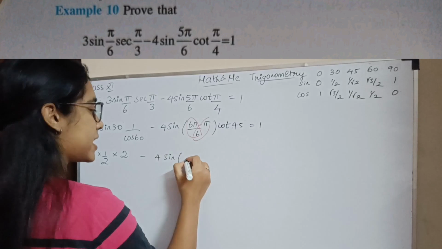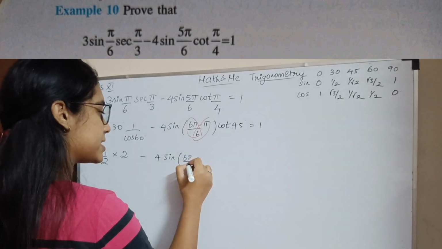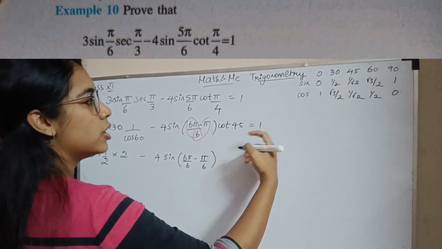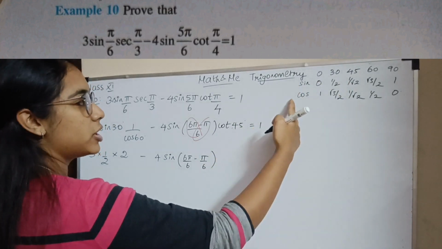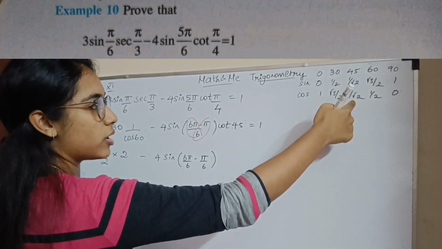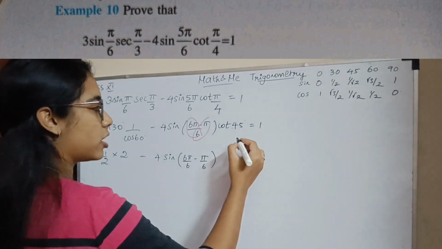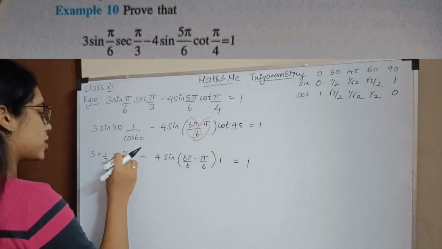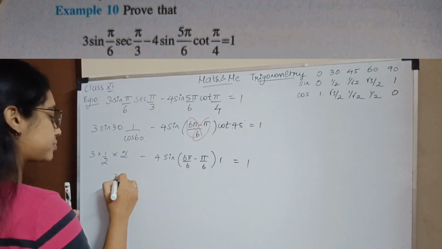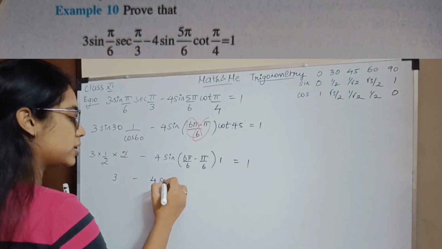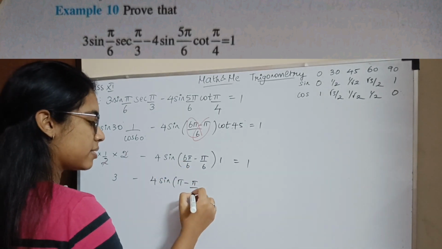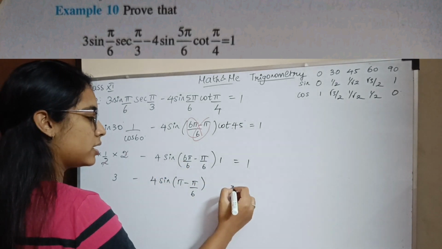So I'll have sine of 6 pi by 6 minus pi by 6 times cot 45. What is the value? Cot is nothing but cos by sine. So cos by sine is 1 by root 2 by 1 by root 2, which is 1. So cot 45 is nothing but 1. Now this will cancel. So I'll be left with 3 minus 4 sine of 6 pi by 6 cancels, so pi minus pi by 6 times 1 equals 1.